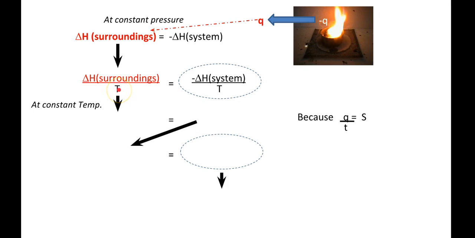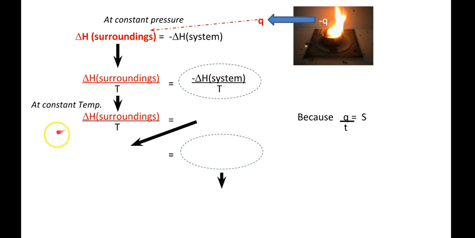And of course, it has to be at constant temperature because this only works at constant temperature. Notice something, I had delta H of the system over T. They have to be equal to each other. Delta H of the surroundings is negative delta H of the system. I'm going to divide by that constant temperature of both. Now when I do that, party people, what does it give me?